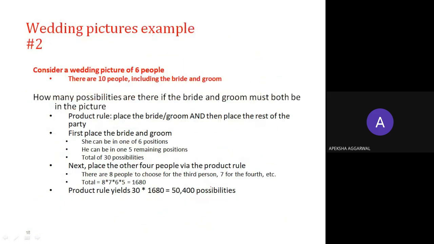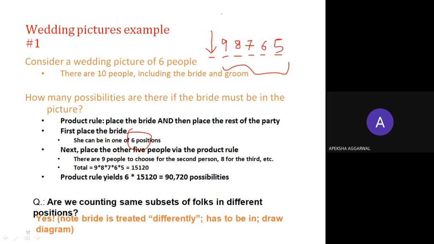Similarly, for the wedding picture, a question is given: how many possibilities are there if the bride and groom both must be in the picture? What would be the answer? 6 possibilities for the bride, then 5 possible positions for the groom, right? Then 8, because the remaining 8 people, right?